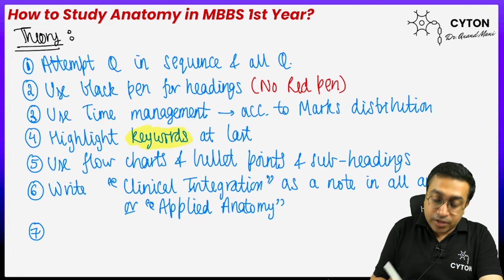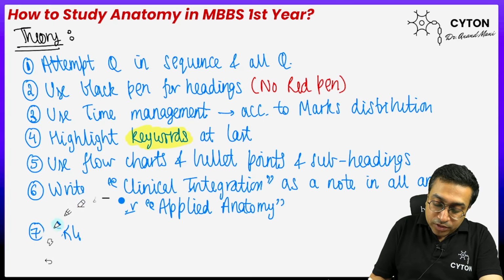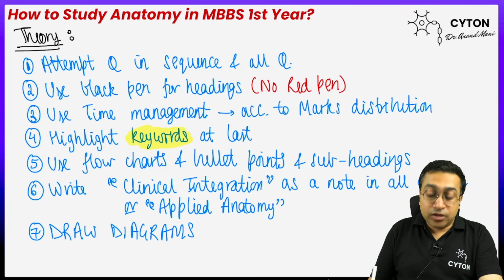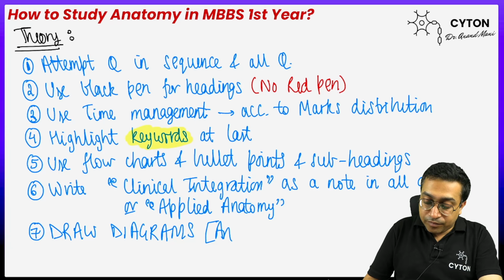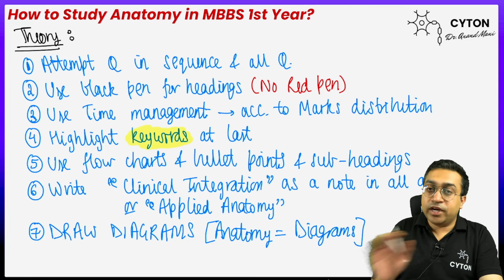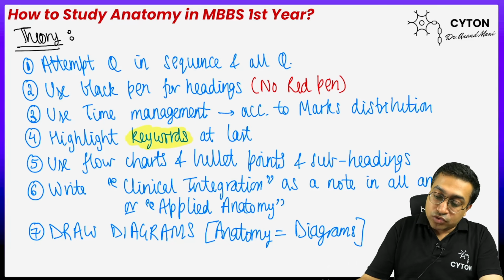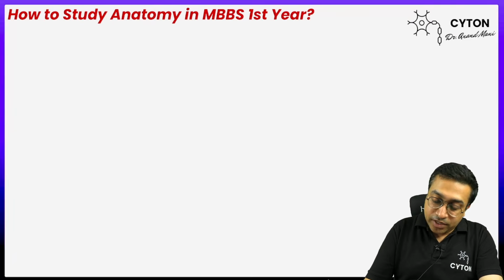Number 7, draw diagrams. Very, very important. Don't hesitate to draw diagrams in your main exam, because the anatomy exam paper is all about diagrams. If you have not drawn diagrams, you will not get good marks. That is simple, and you may even fail your exam. Next, that brings us to the heading, diagrams.